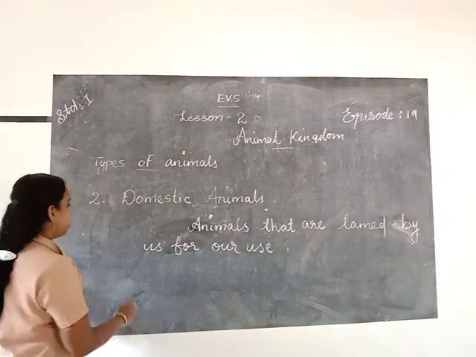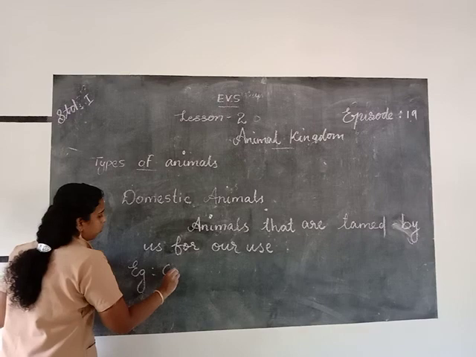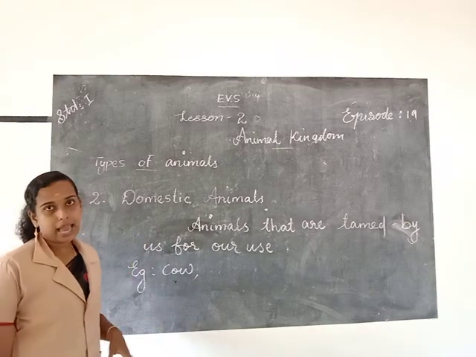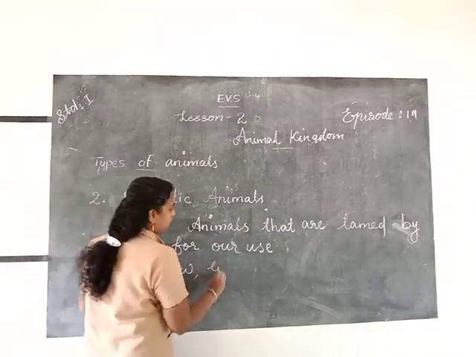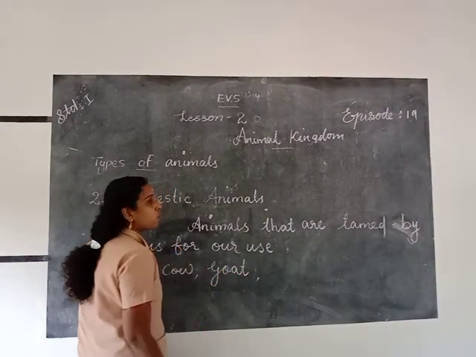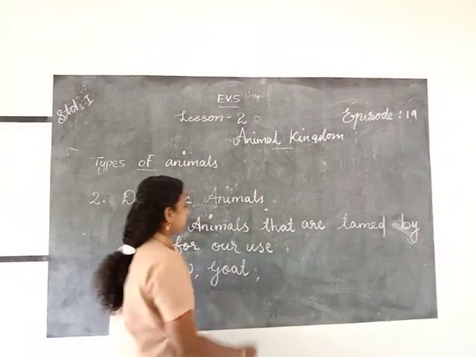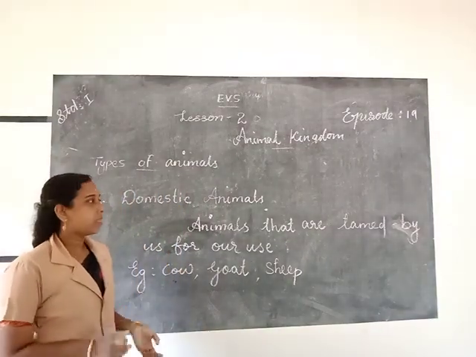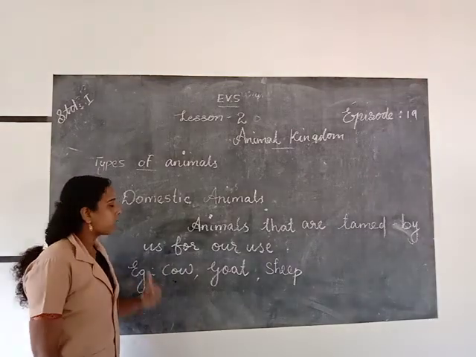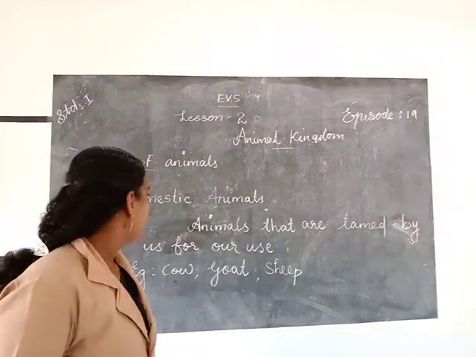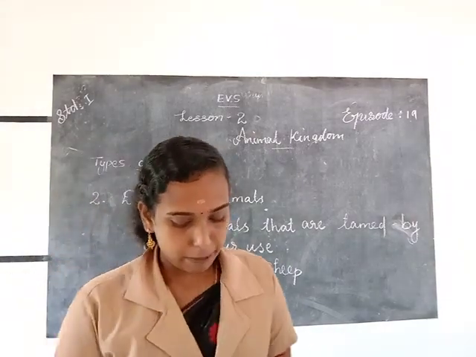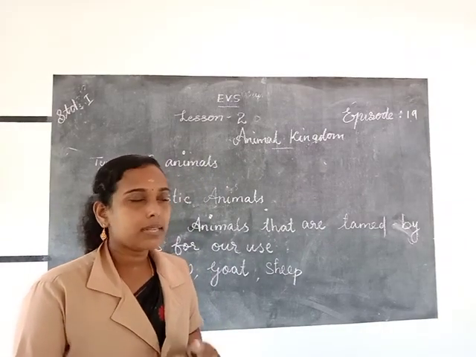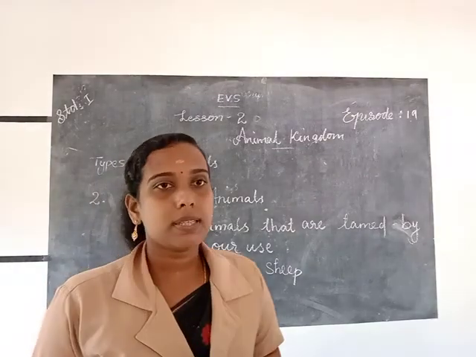And examples for domestic animals are cow. We get milk and cow dung from cow, so cow is a domestic animal. Then we get milk from goat, so goat is a domestic animal. Then we get wool from sheep, S-H-E-E-P, so sheep is a domestic animal. The animals that are tamed by us for our use are called domestic animals. Example: cow, goat, sheep, etc. Write the spelling of types of animals 10 times in your class book and send to my WhatsApp, and study the definitions of wild animals and domestic animals very well.